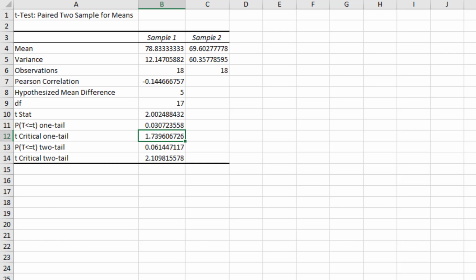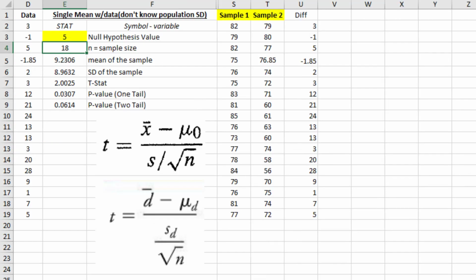So you could do it either way. I like to just use these rather than the Analysis ToolPak, but the Analysis ToolPak is also quick and easy. I just like to practice doing programming, so to speak, in Excel.